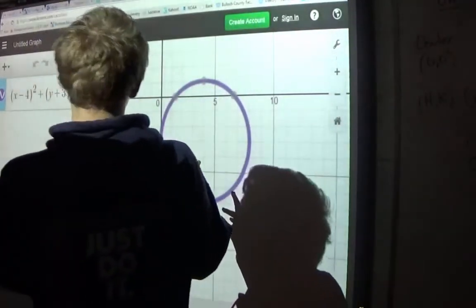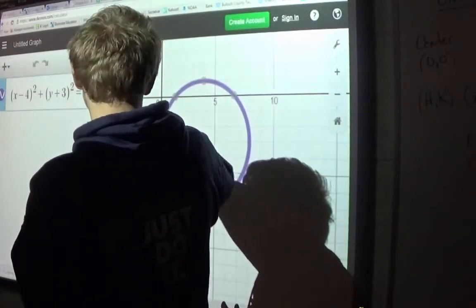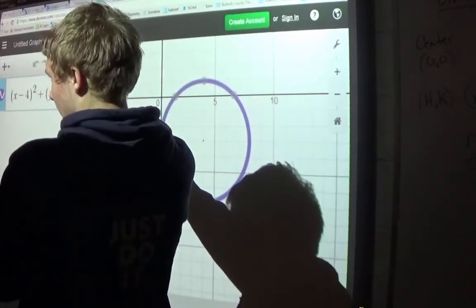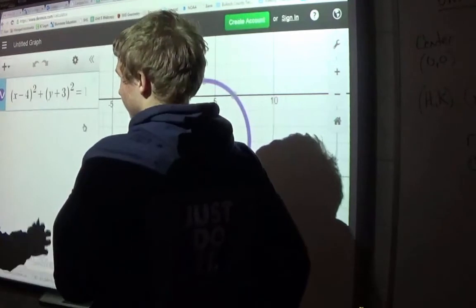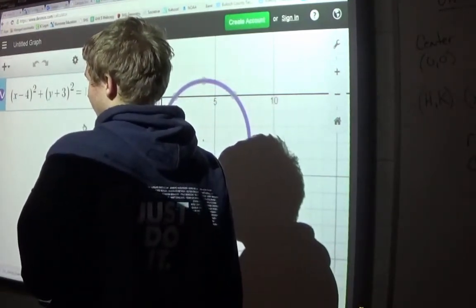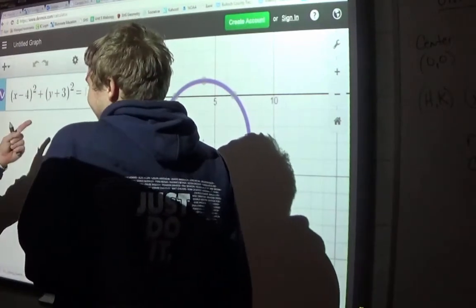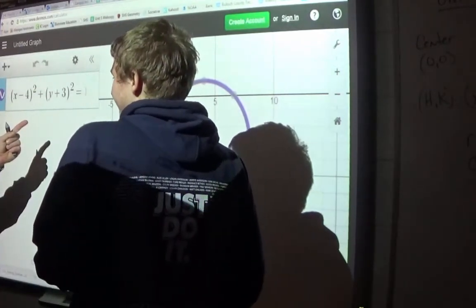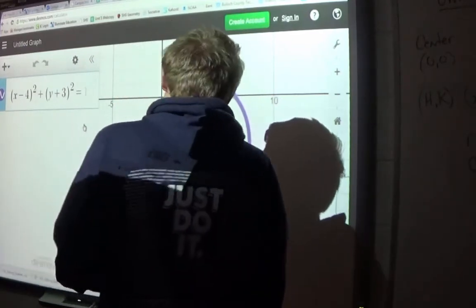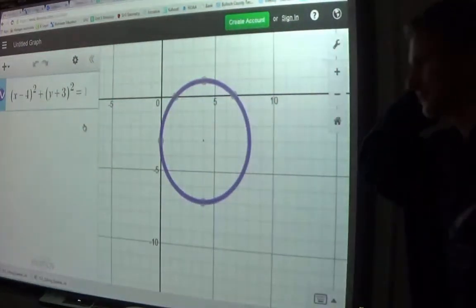Whenever it was zoomed out from the center to this right here, it was 8 points, not 4. That was because they were half points. What's half of 8? 4. What's the radius? The radius is 4. Okay. You see? So it was 8 half points.